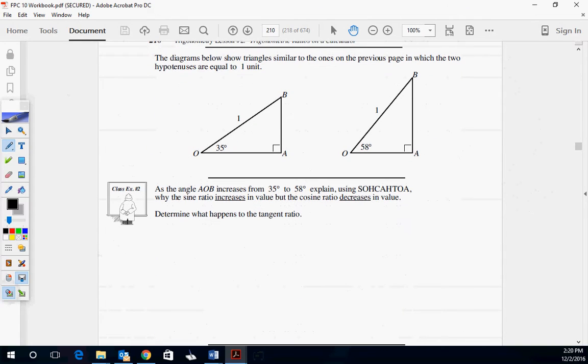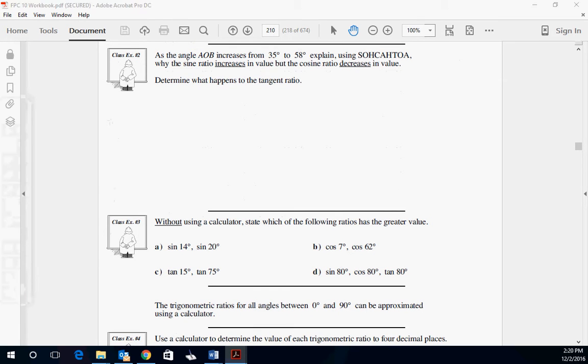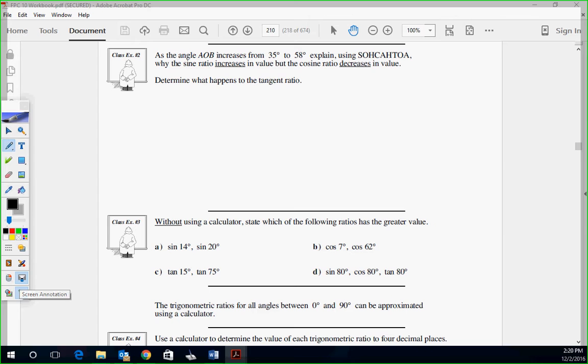Okay, so diagrams below show triangles that are similar to the ones in the previous page in which 2 hypotenuses are equal to unit 1. So they're just saying that in general, we're going to be dealing with our hypotenuse being 1 today, just as an assumption. Don't worry about that. As the angle AOB increases from 35 to 58, explain using SOHCAHTOA why the sine ratio increases in value, but the cosine ratio decreases. Determine what happens to the tangent ratio.